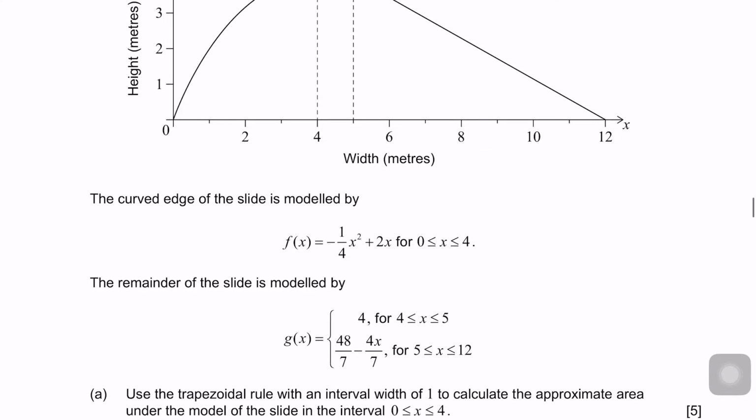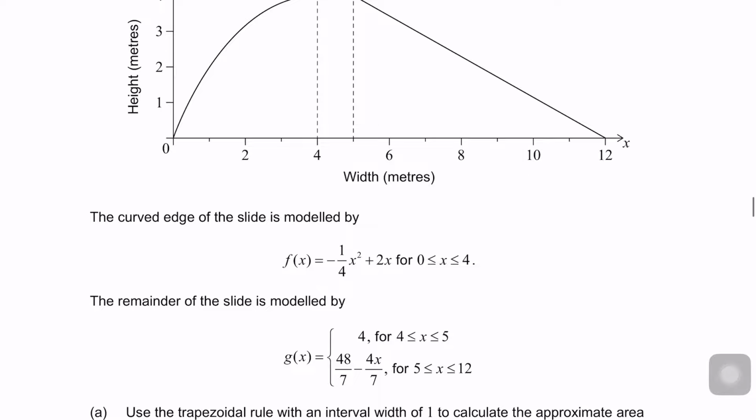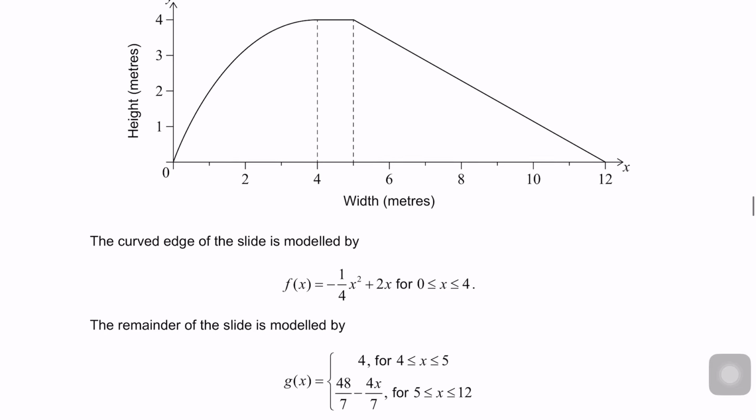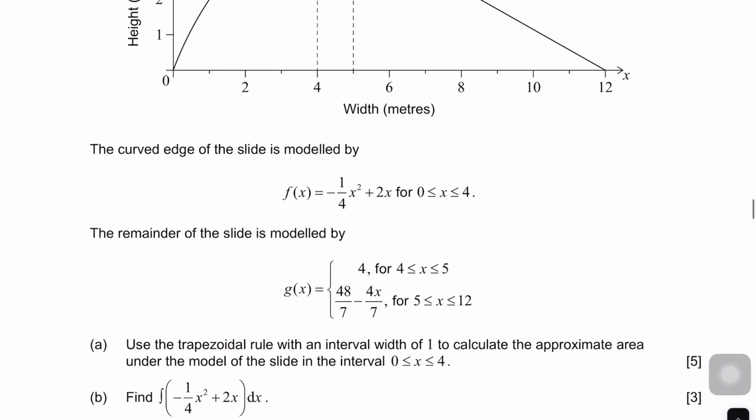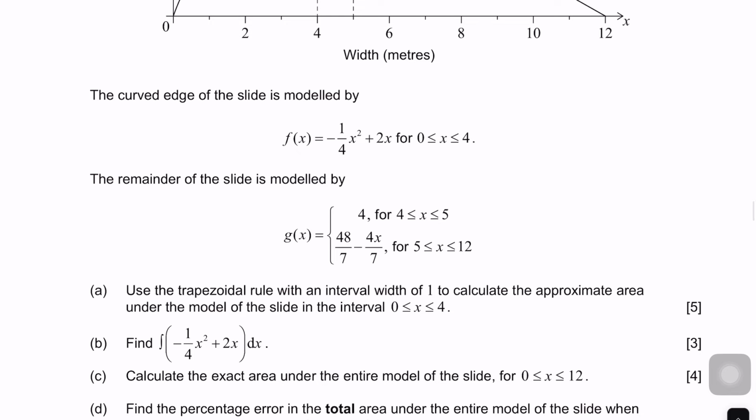And then for when x is greater than 5 and less than or equal to 12, it's just this linear equation, 48 over 7 minus 4x over 7. This straight line, this linear equation right here. So we've got each of these sections of the water slide modeled by a different function. And they're asking us to use the trapezoidal rule with an interval width of 1 to calculate the approximate area under the model of the slide from this interval 0 to 4.